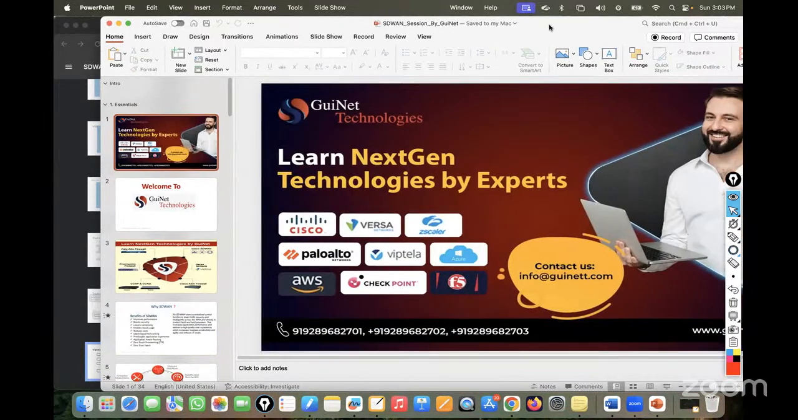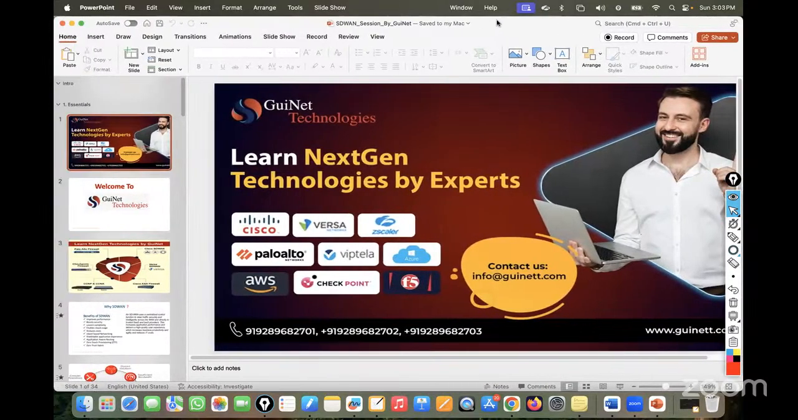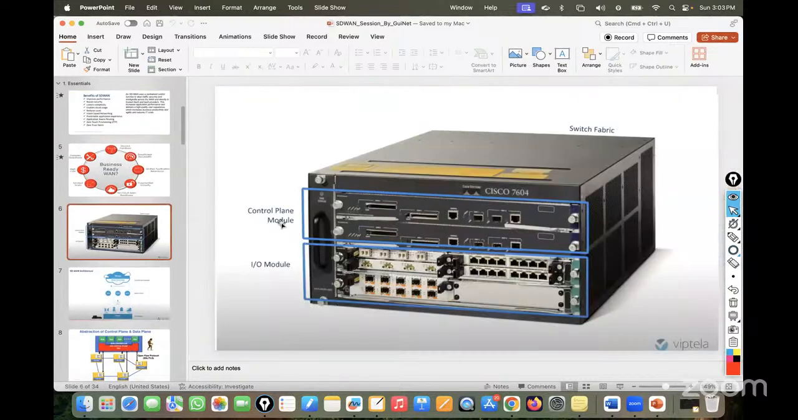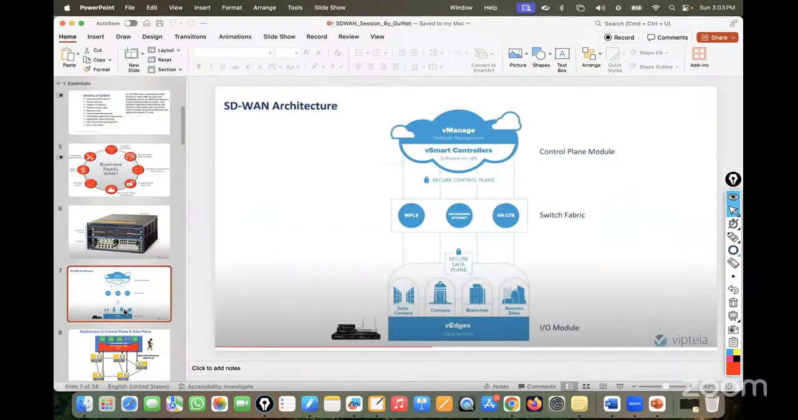So let's suppose I have a normal router and I want to make it an SD-WAN router, then how is it going to be, step by step? It's a normal router, right? We have the IO module, control module, and the switch fabric, and how it is going to be transformed in the SD-WAN architecture, that also we have to understand. So I explained all these things. We'll discuss all this in great detail in the next session. For the time being, I believe we are good. If you have any questions, please feel free to ask.